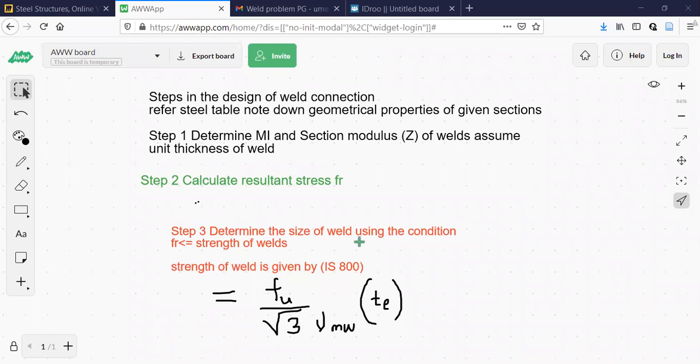So in today's class, what I'll be doing is designing one more beam column weld connection.